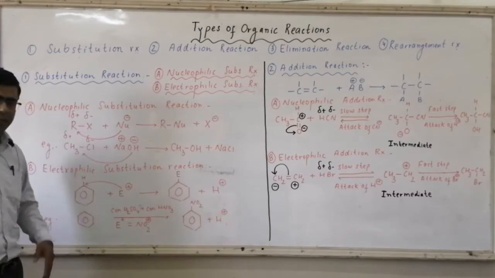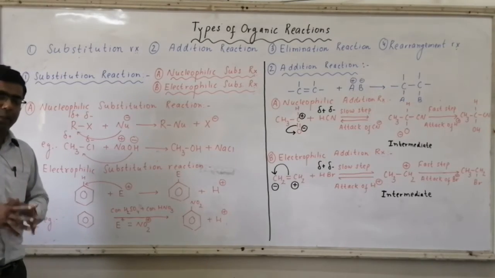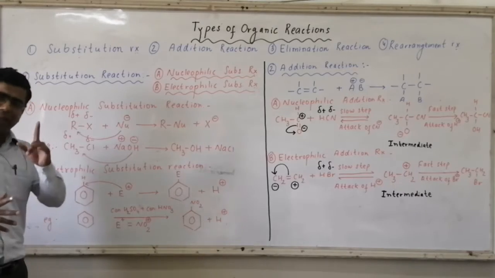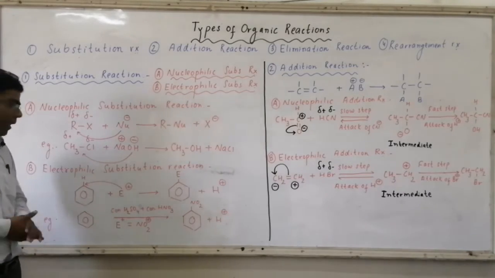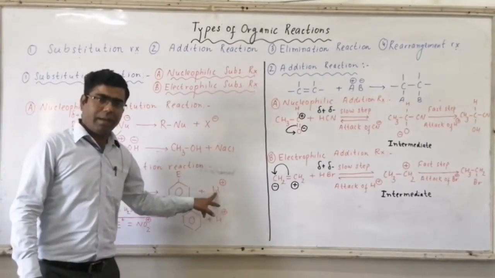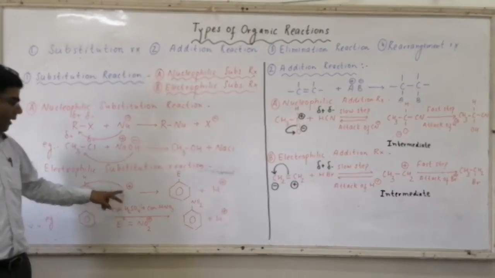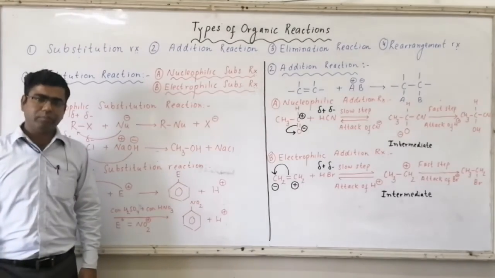One of the H atoms from benzene, you know it very well, there are 6 hydrogen atoms present in the benzene. Each carbon atom is having 1 hydrogen atom. So any of the hydrogen atoms from the benzene ring will be removed in the form of H plus, and this electrophile will attack over carbon, as a result of which we will get the product.